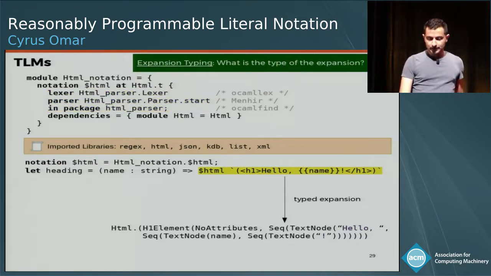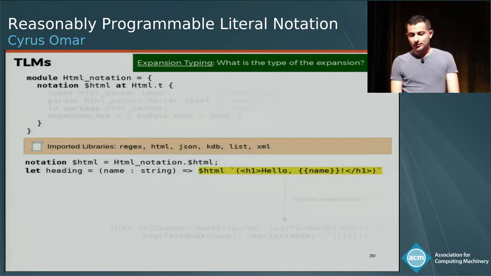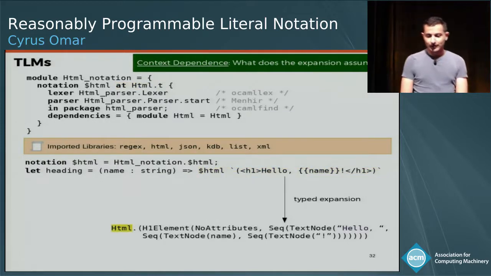Okay. So let's look at the next question, expansion typing. What is the type of the expansion? We could look at the expansion and answer that question or reason about the parser or code generation. But if we don't want to do that, if we hold those things abstract, how do we answer this question? Well, there's a type annotation on the notation definition.